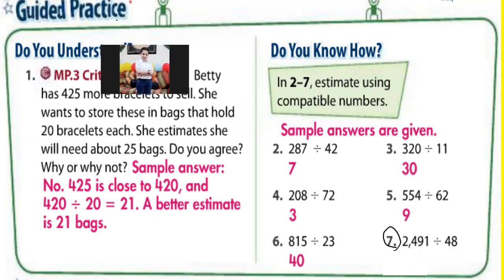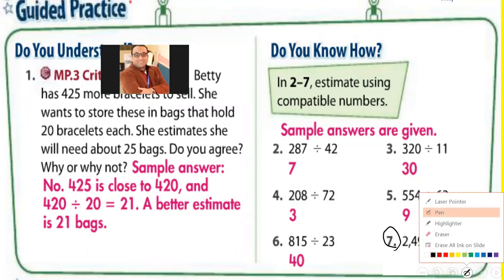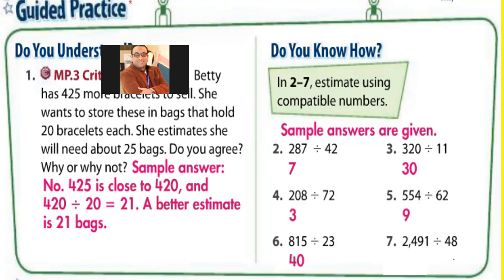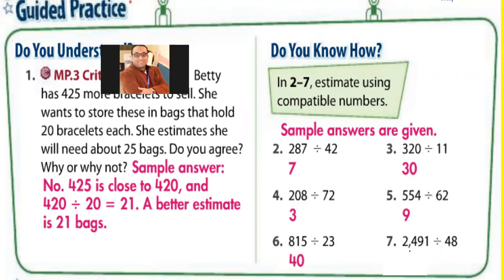The next one after Iwan is going to be Ahmed Khalid Al Shubaki. Hello, Ahmed. Number 7. Finally, I get the hardest. Hurry up, Ahmed. Read. 2,491 divided by 48. Is there a relation between 24 and 4?